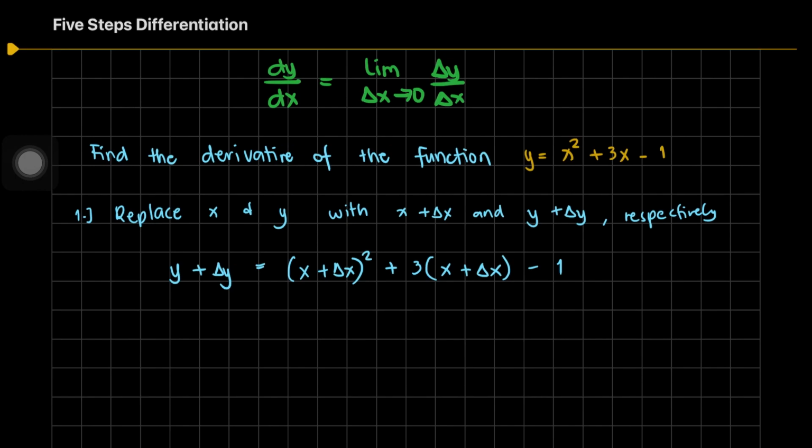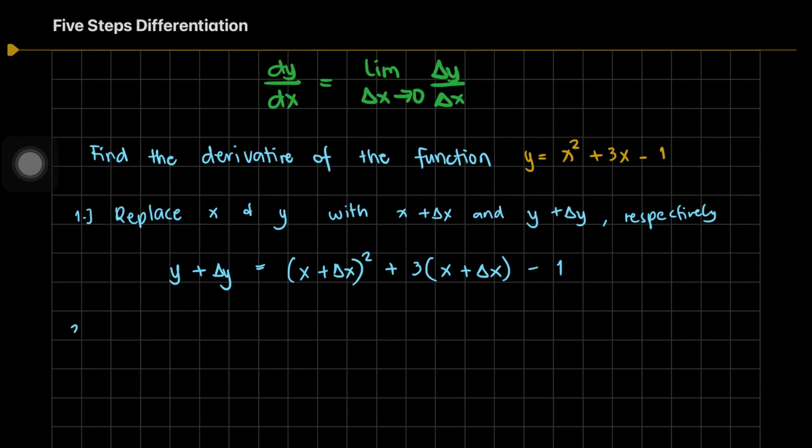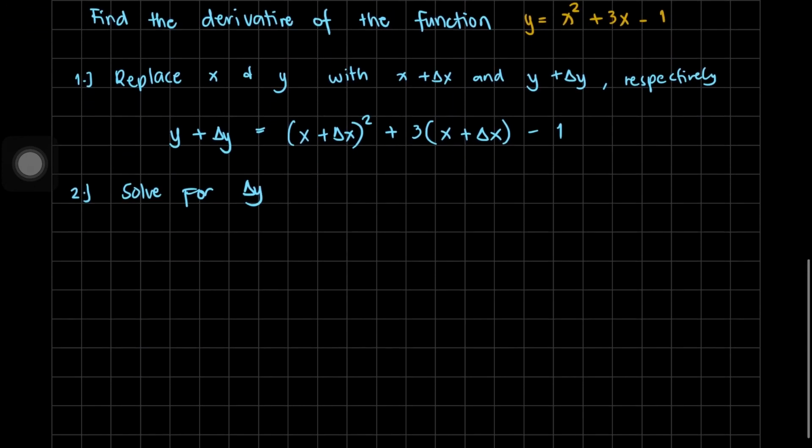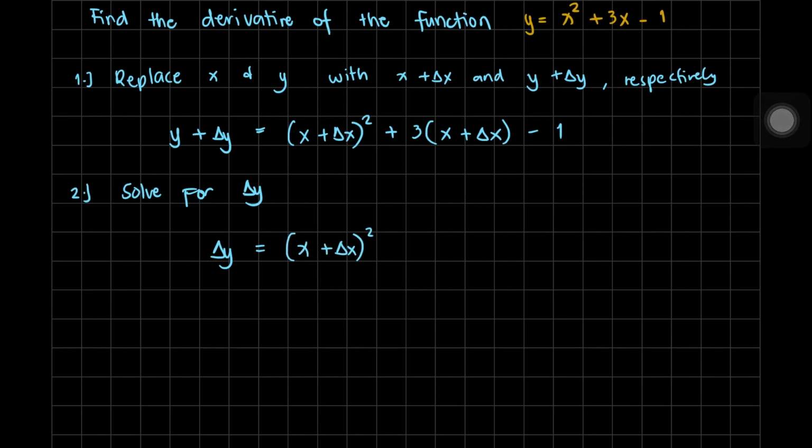So that is step number 1. Now, for step number 2, we're going to solve for delta y. To solve for delta y, we're just going to transpose y to the right side. So we have delta y that is now equal to x plus delta x quantity squared plus 3 multiplied by x plus delta x minus 1, and the transposition of y would now be negative y.